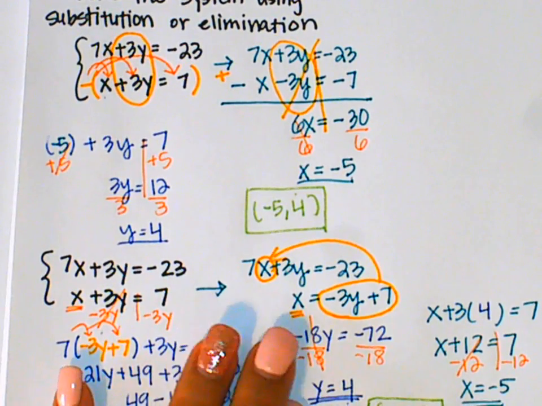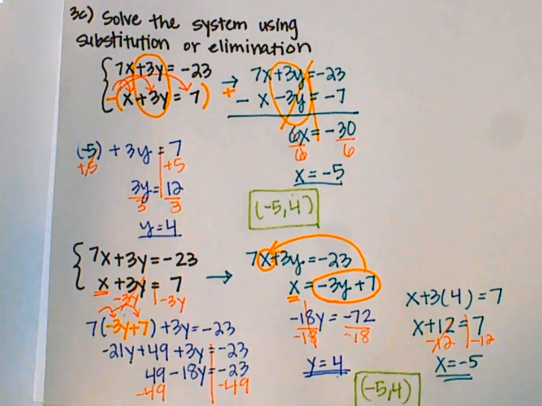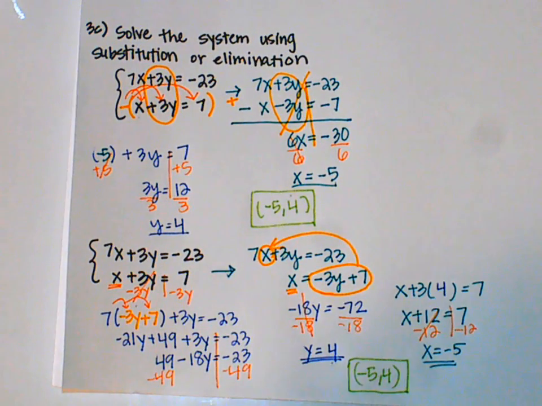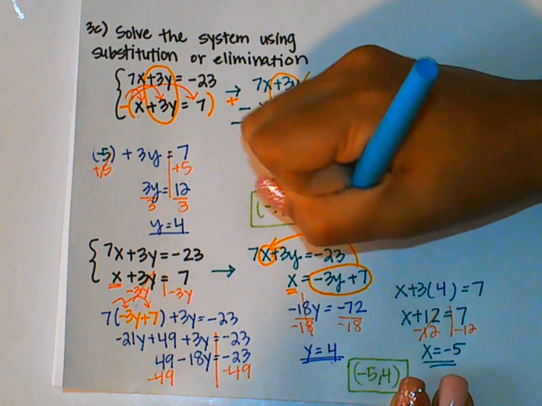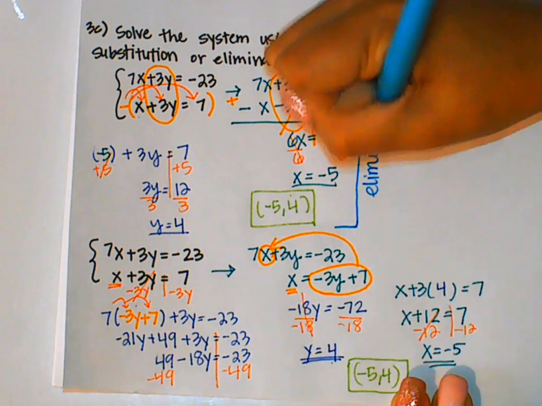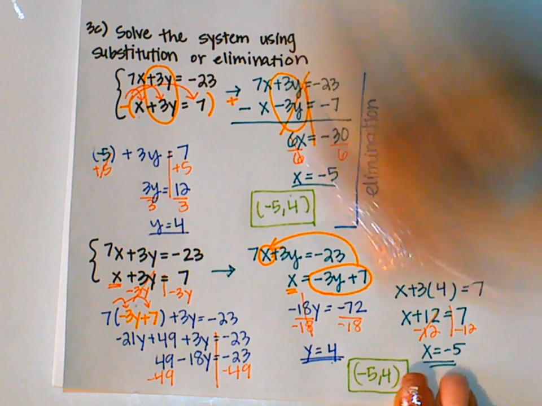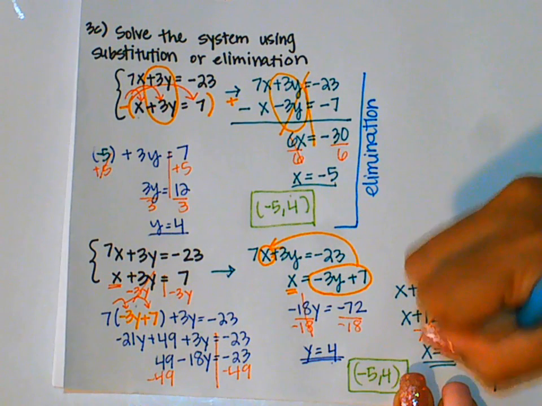With the first way that I did it, let me zoom out. The first way that I did it was elimination. So I'm just going to write that off to the side. With elimination, you want either opposites or the same. The second way that I did it is substitution.